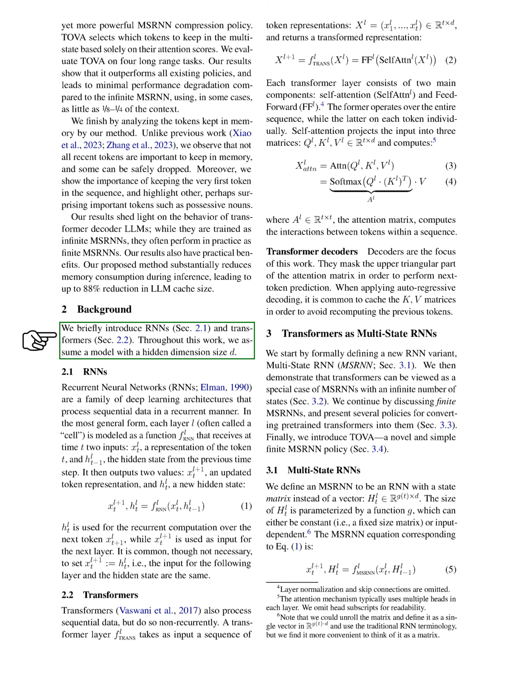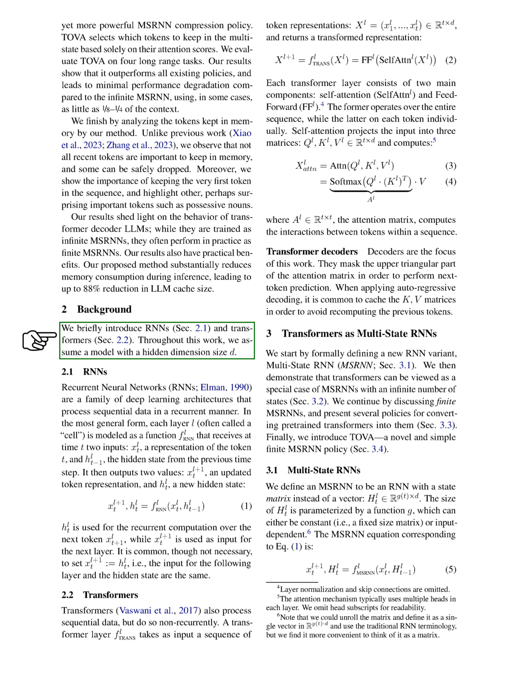Now, let's briefly introduce RNNs and transformers. We'll assume a model with a hidden dimension size of d. RNNs are a type of deep learning architecture that processes sequential data in a recurrent manner. Each layer, often called a cell, is modeled as a function that receives 2 inputs at a time, a representation of the token and the hidden state from the previous time step. It then outputs 2 values, an updated token representation, and a new hidden state.